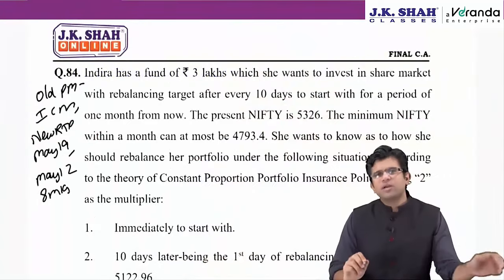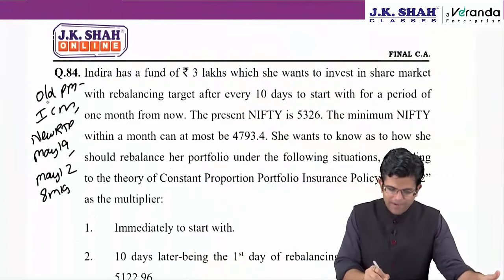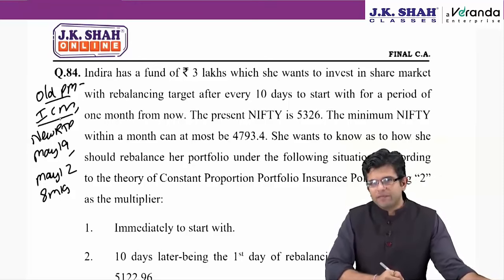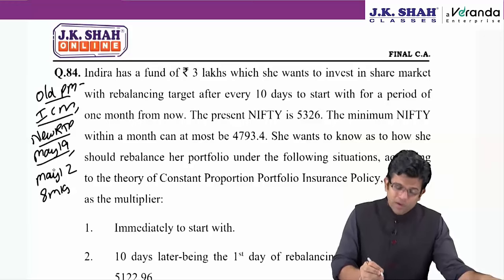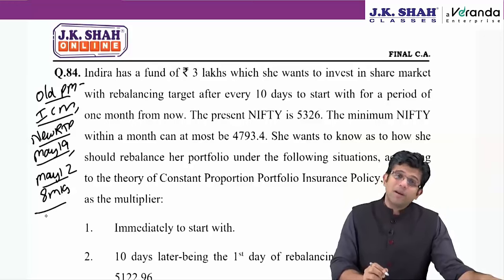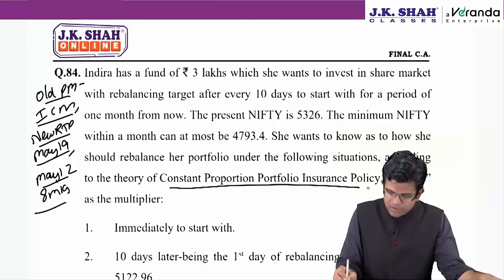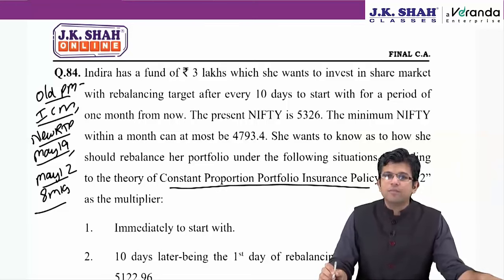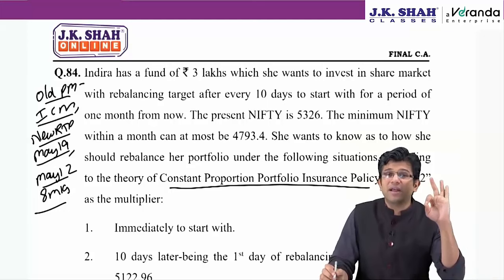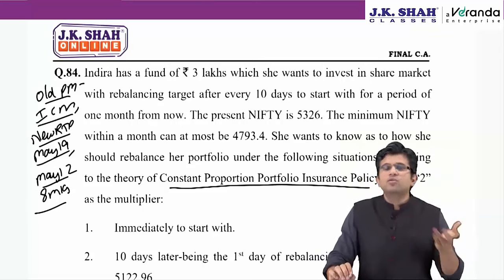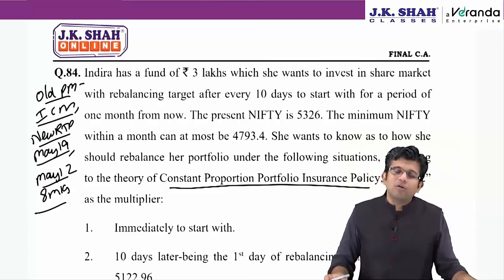So let's now do one question which is there in this old practice manual of Indian capital market based on what we saw in the previous video. It also is there in the new RTP May 19. In May 2012 paper it came for 8 marks. And yes, you can see this constant proportion portfolio insurance policy. Basically it is dependent on the third variant we saw in the last video, the third part, where we used to determine the portfolio based on the multiplier and the floor value.